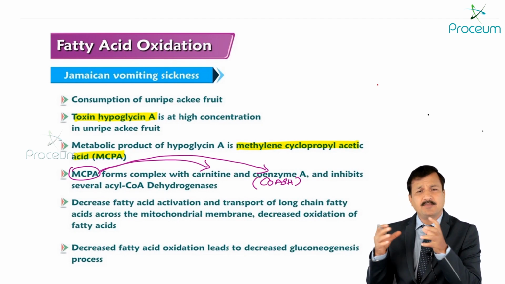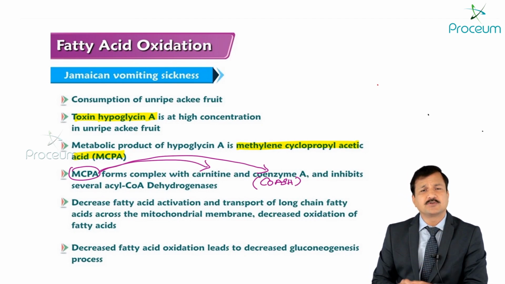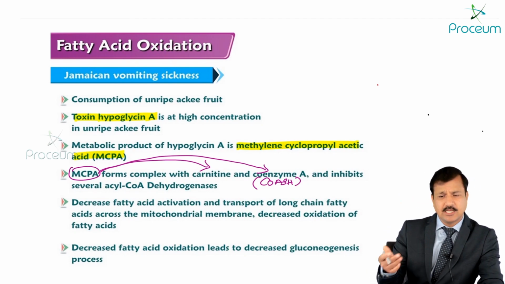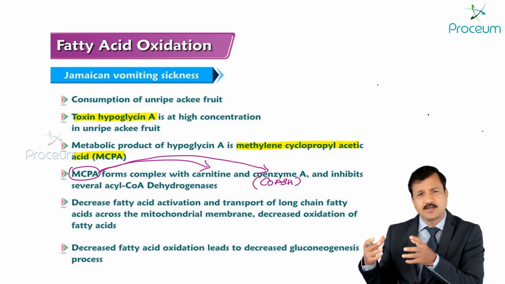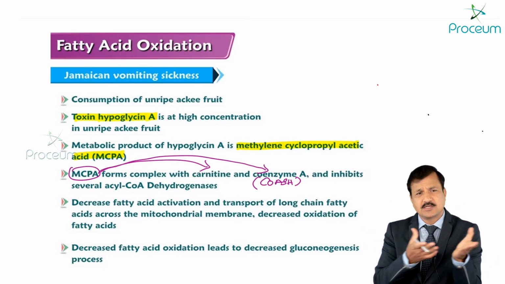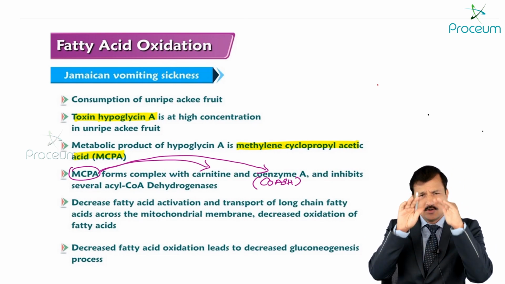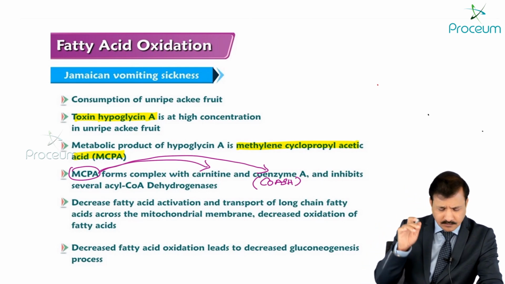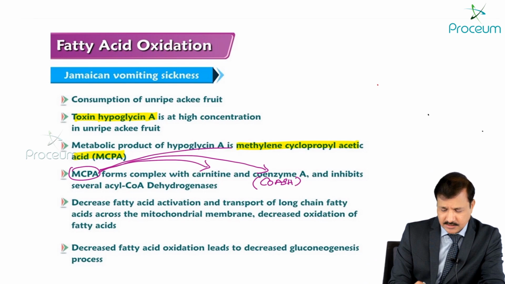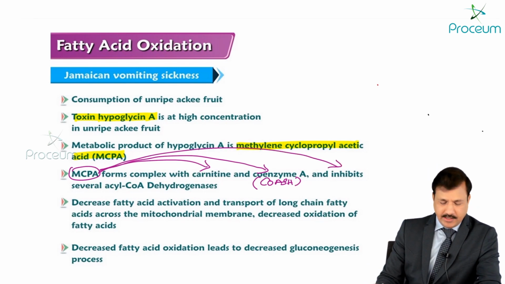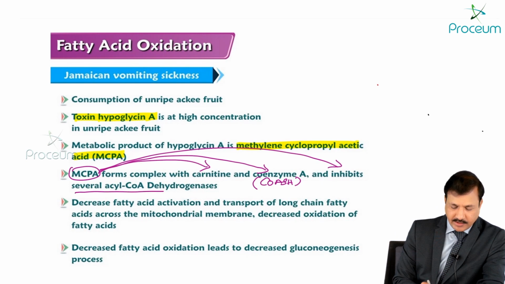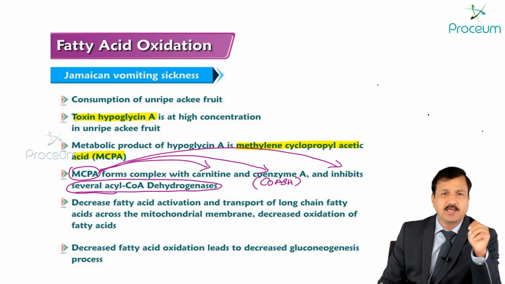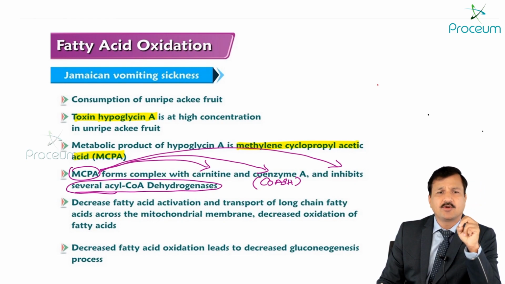So MCPA makes a complex with coenzyme A, and it makes a complex with carnitine, making an ester there, and thereby it will decrease the availability of free carnitine and free coenzyme A, because it is all making a complex. So overall it causes deficiency of carnitine and deficiency of coenzyme A. Moreover, MCPA will inhibit several acyl-CoA dehydrogenases also. So there are three effects of MCPA in causation of Jamaican vomiting sickness.